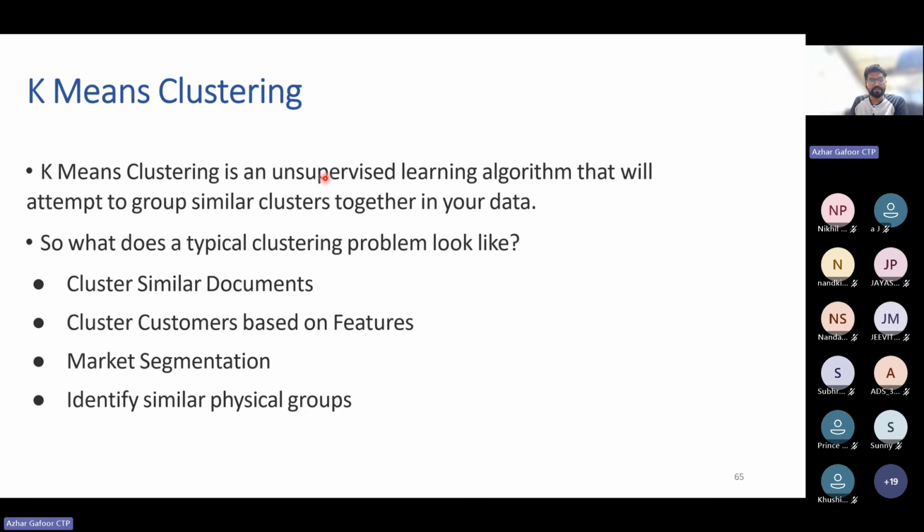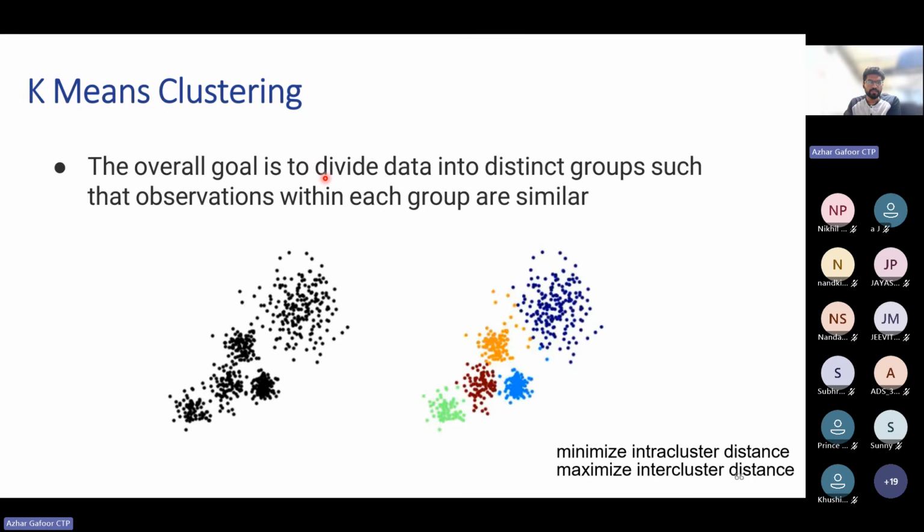So what does a typical clustering problem look like? We'll put a bunch of data into a model, then it will cluster similar documents. It clusters based on features or similar properties or similar physical groups. So this is our data that we start with. The overall goal is to divide the data into distinct groups such that observations within each group are similar. If you look at this data, we can distinguish a group, then another group, another group, another group, and one big group.